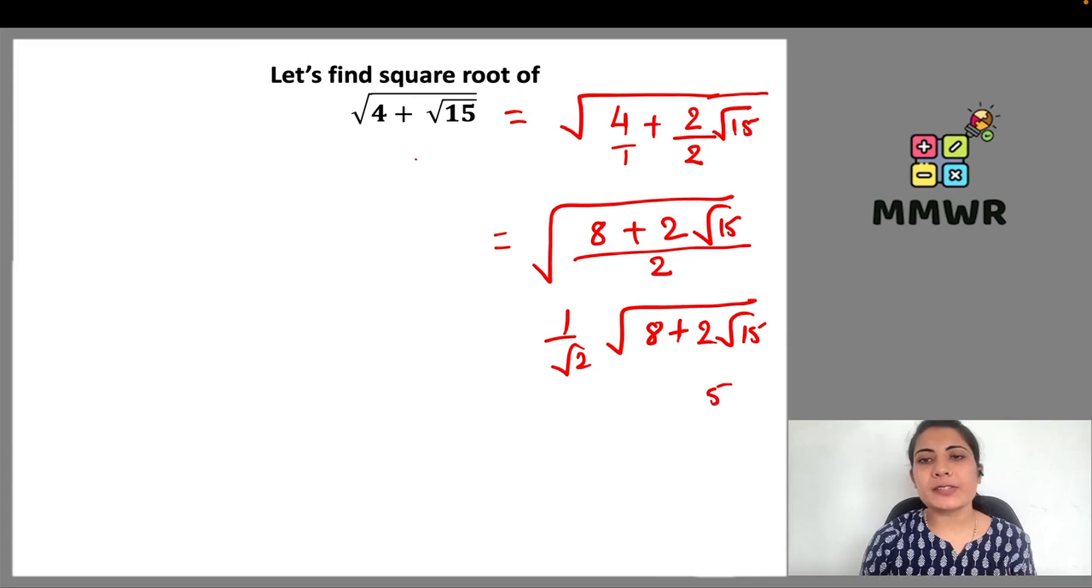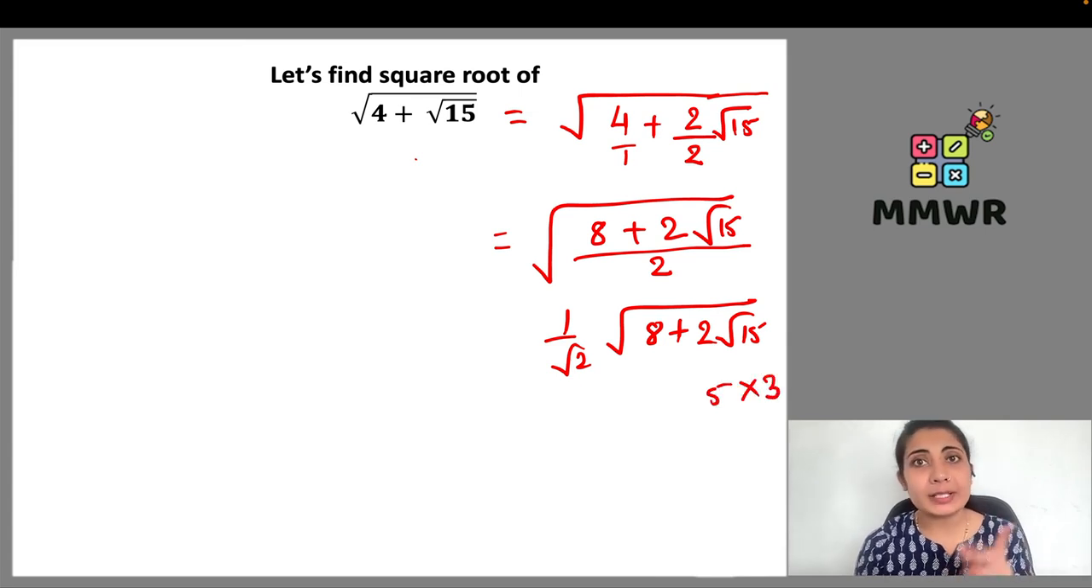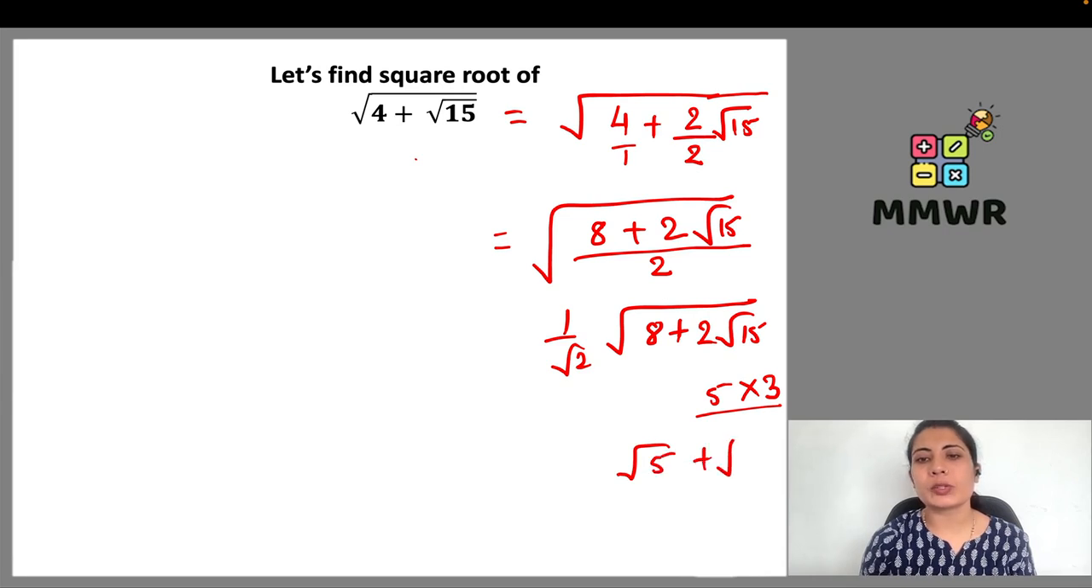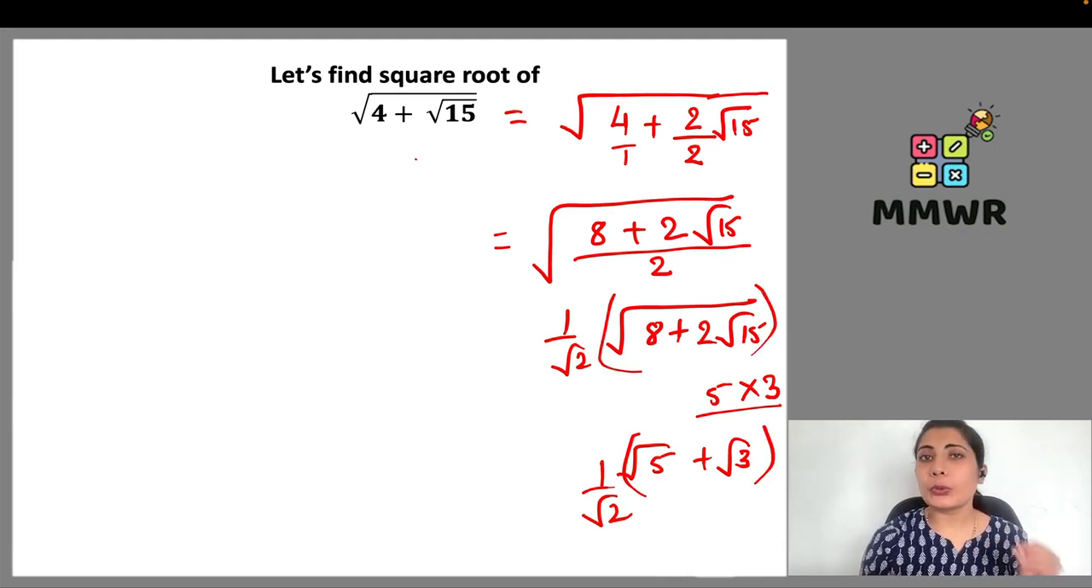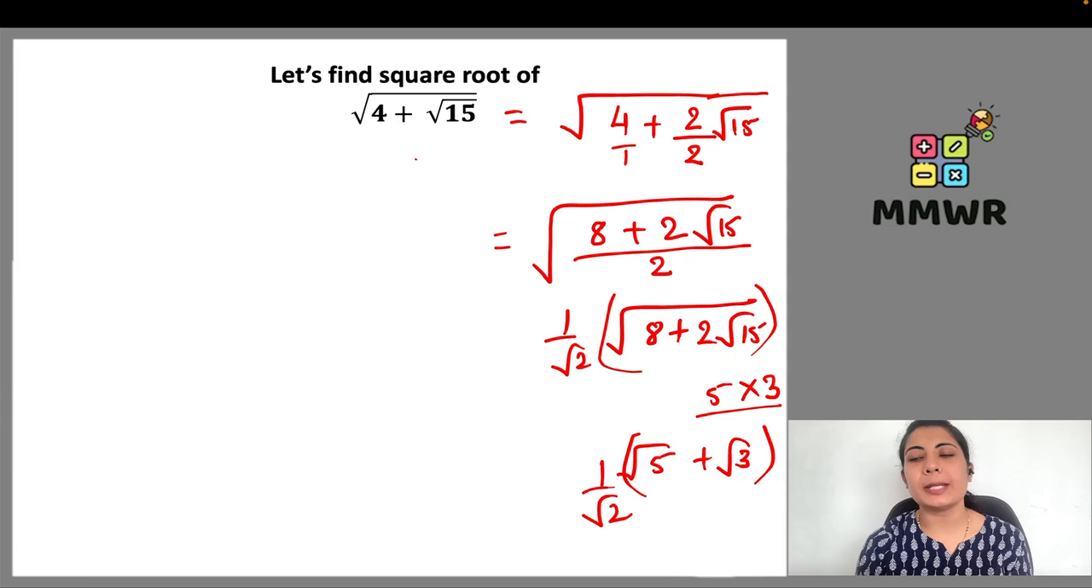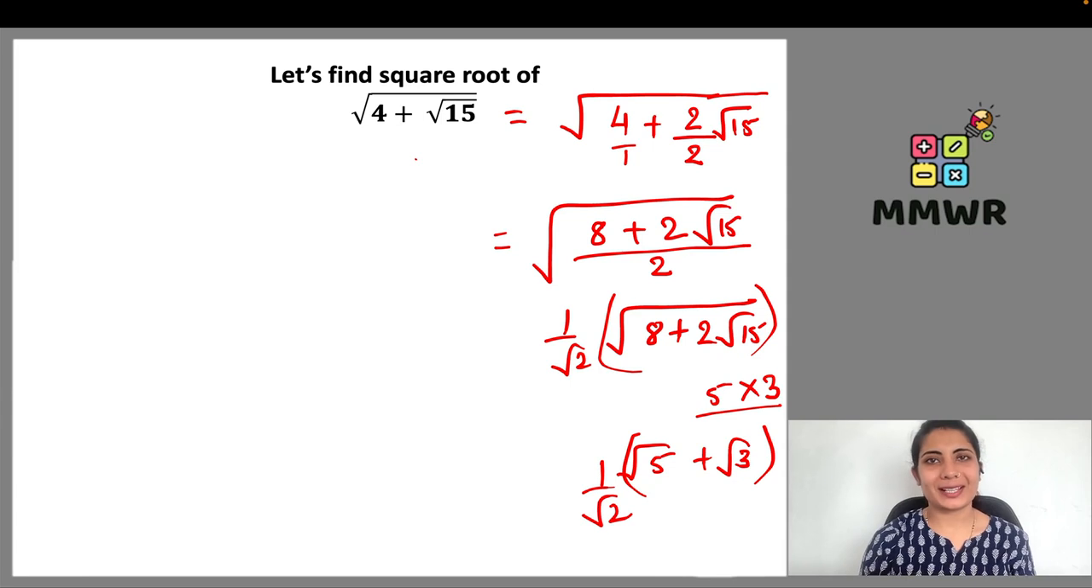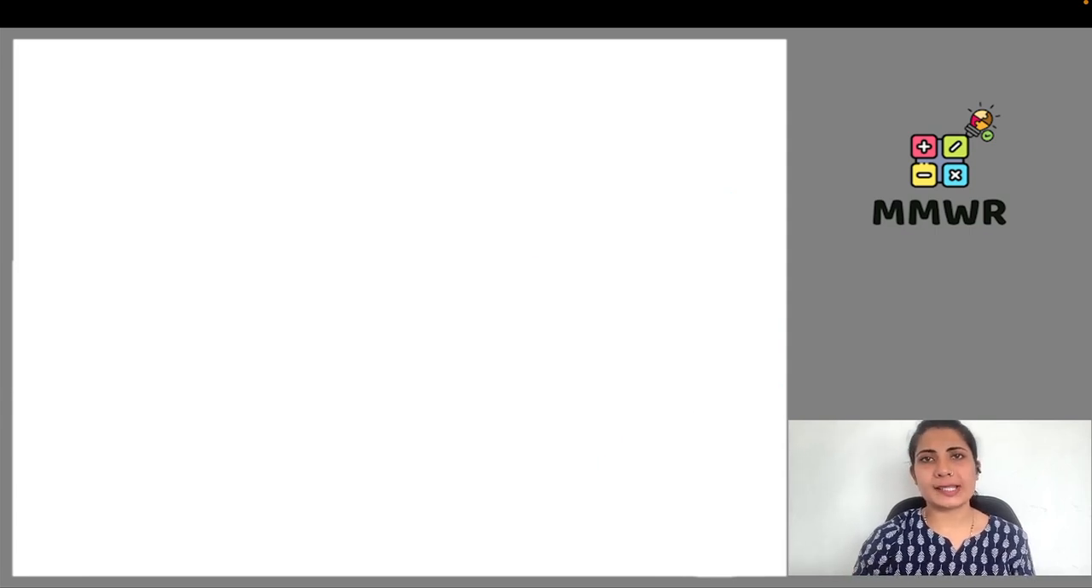Now 15 can be written as 5 3s are 15, and 5 plus 3 is 8. 1 multiplied by 15 is also 15, but 1 plus 15 is not giving us 8. The first term we are not getting. So 5 plus 3 we get as 8, which can be written as root 5 plus root 3. So root 5 plus root 3, 1 upon root 2, which is already outside. So the square root of root 4 plus root 15 is going to be root 5 plus root 3 divided by root 2. Okay, like this we have to simplify. I hope it's easy to understand.